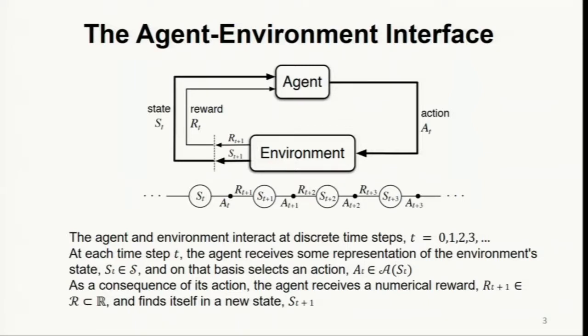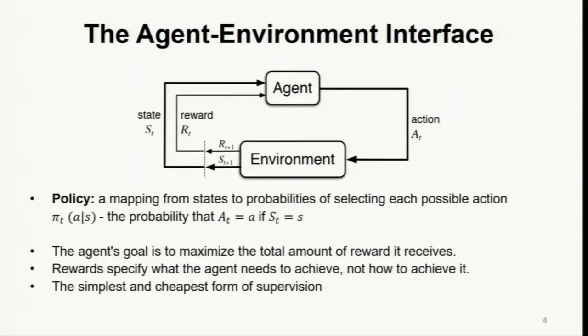And on that basis, you select an action. Once you have a clearly defined state, on that basis you select an action. As a consequence of its action, the agent receives a numerical reward, R_{t+1}, and finds itself in a new state. So this just keeps going iteratively, or you can call it sequentially over time. Okay. So this is the agent-environment interface.